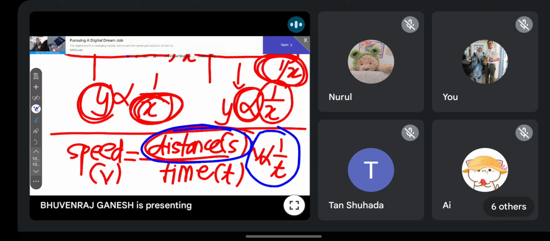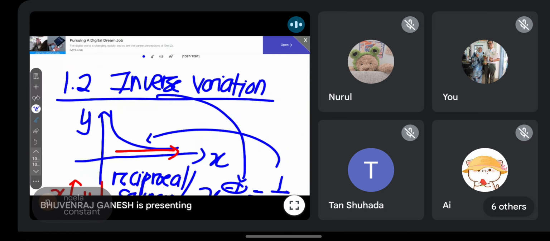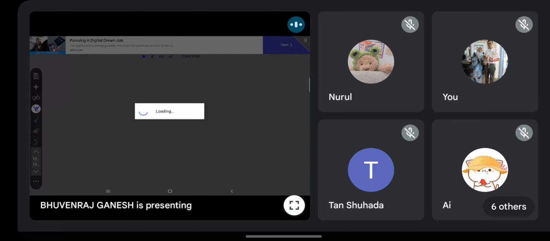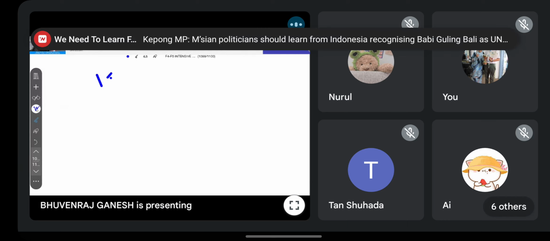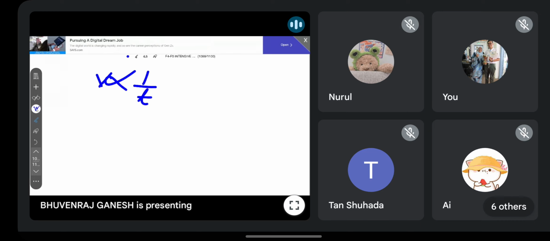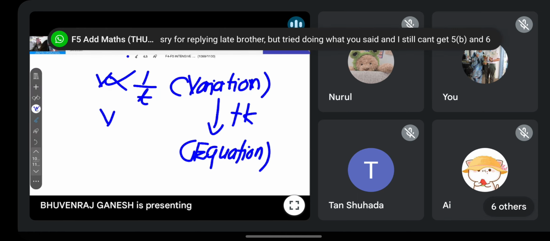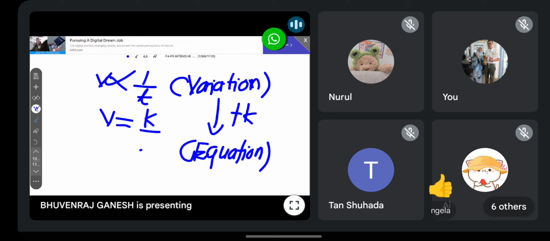So what is the distance here? Anyone can tell. Very good. It's a constant. Okay. So very simple. You all can see over here. Okay, wait for a while. Okay. So V varies inversely as T. V berubah secara songsang dengan T. So if I want to convert variation, this is variation, to equation, so guys, convert variation to equation, you must tambah K. Betul? Tambah dengan pemalar. So, V equals K over T.